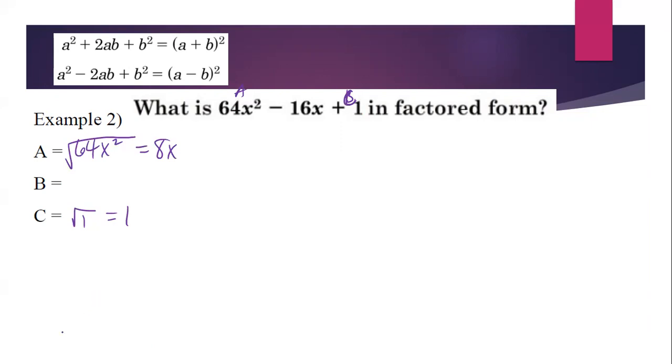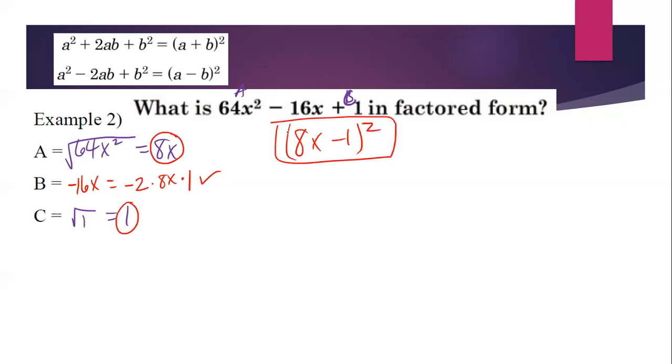Yes. Okay. So to see if this works and I can save myself some time, my goal is to test to see, does negative 16x equal double the product of 8x and 1? Does it equal that? Yes, negative 2 times 8x is negative 16x. So therefore, my factor is 8x minus 1 squared. And I'm done.